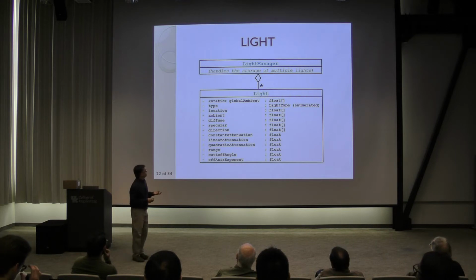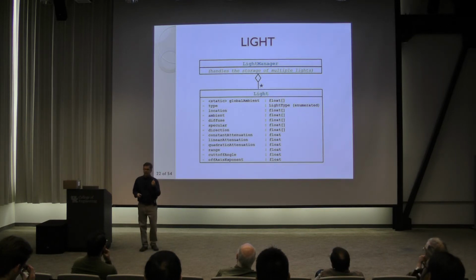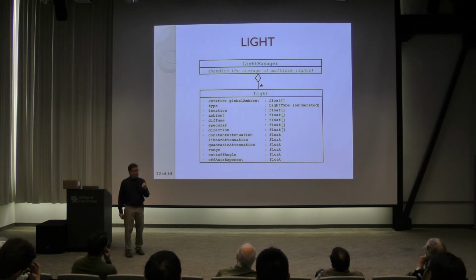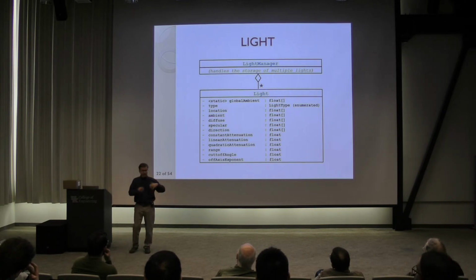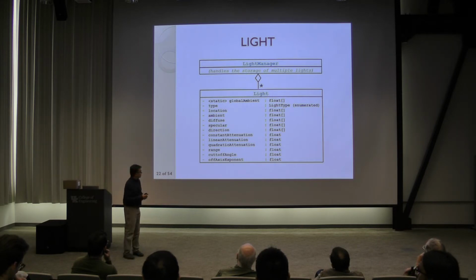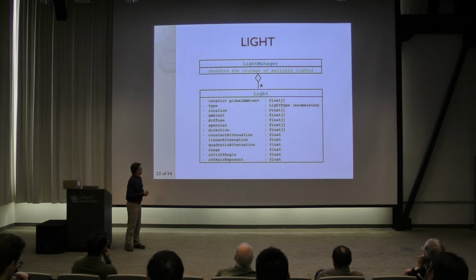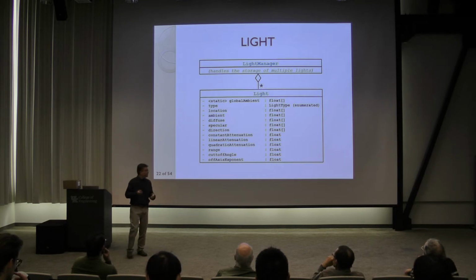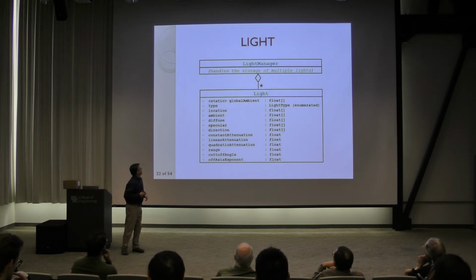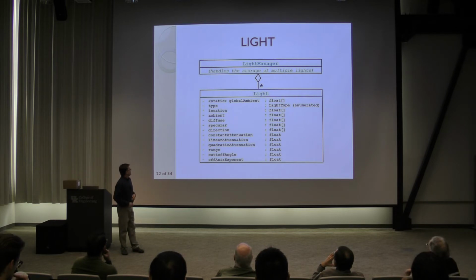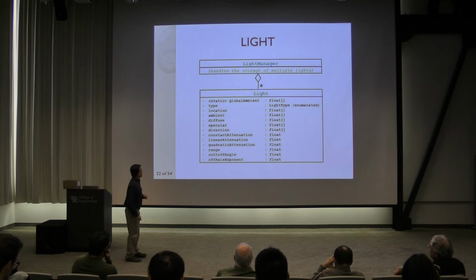We'd like to have that flexibility, and unlike models, we don't have to read light information in from the disk. So why not make lighting dynamic, so that the programmer can write a game that makes and destroys lights at runtime? All right, so we need a light manager for that, so that the programmer can have multiple lights in their game.